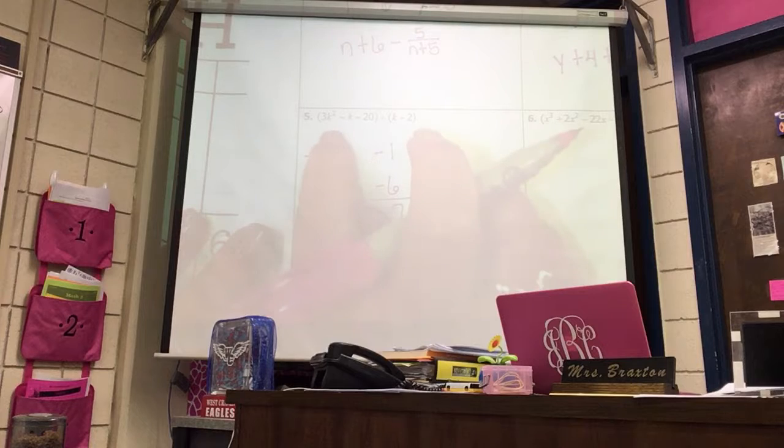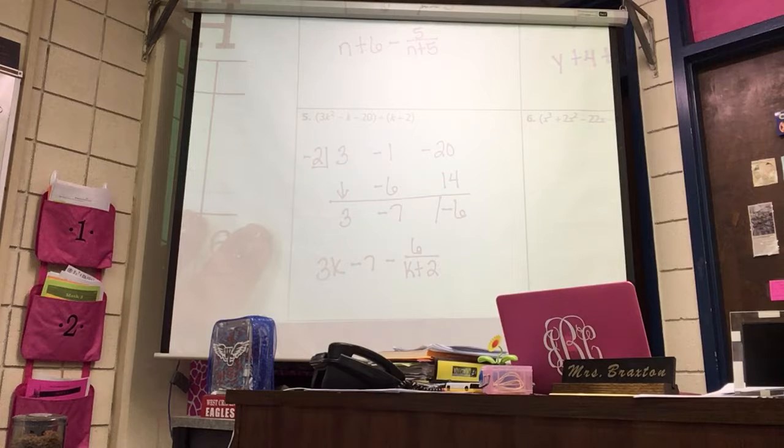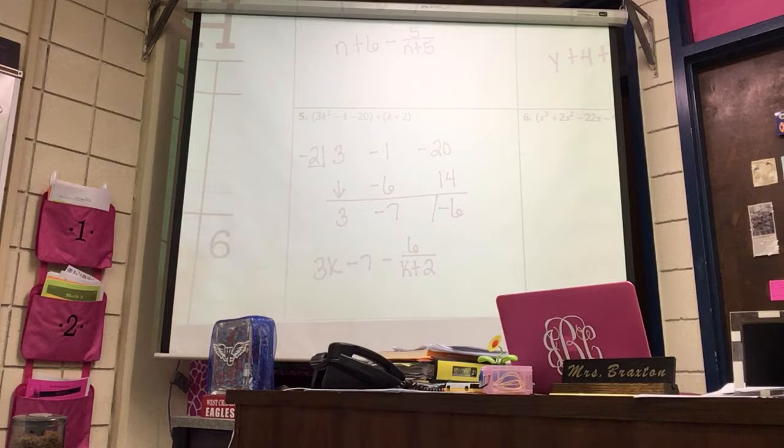So this is k squared. So it would be 3k subtract 7 subtract 6 over k plus 2. Do you like this way better? Yes. Your signs are very important. Guys, if you miss one sign, you miss the whole problem. So it's no longer I just forgot the negative, because it can mess up everything.